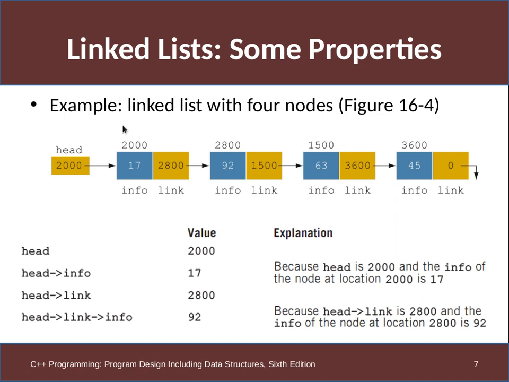All right, putting it together. Using this object, you have your head. We're saying address 2000 up to here. Dot info is 17, so head dash info or mdata is 17. Head dash link, this guy, dash info again, so you go from head to the link to dot data or info where you get the 92. Do you see how you can kind of link down to get every element?